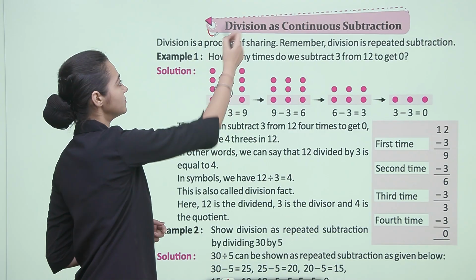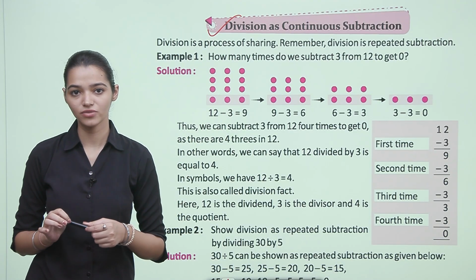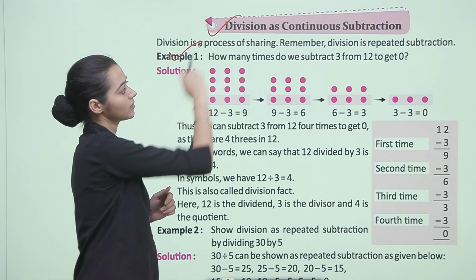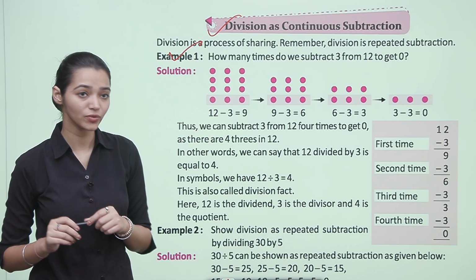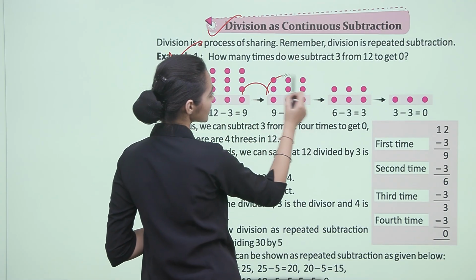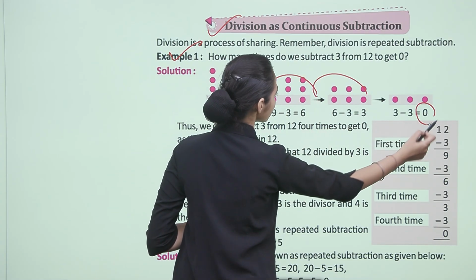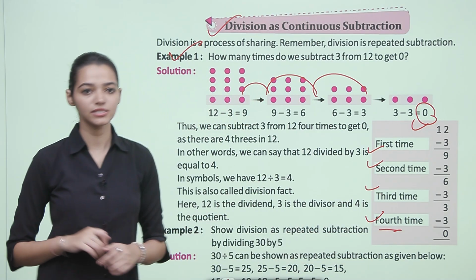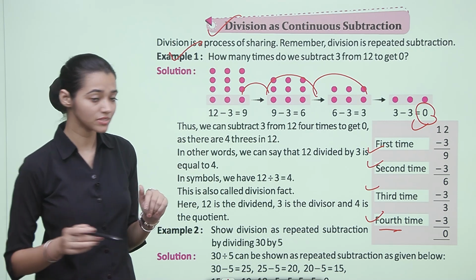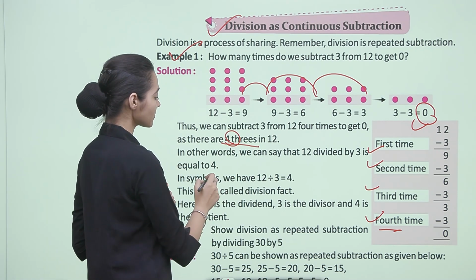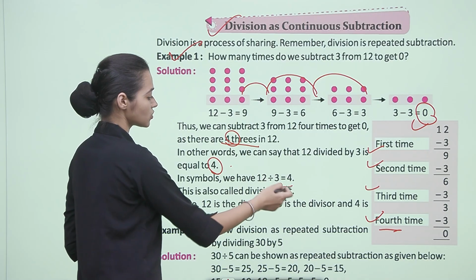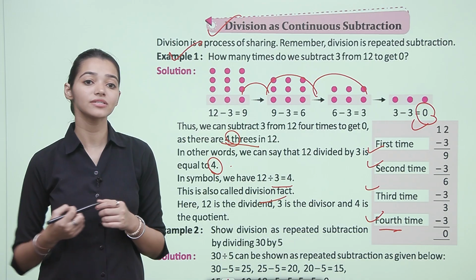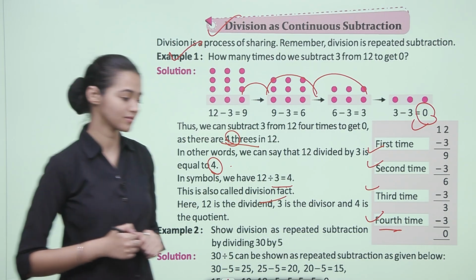Now let's start with the division as a continuous subtraction. Division is a process of sharing. Remember, division is repeated subtraction. For example, how many times do we subtract 3 from 12 to get 0? 12 minus 3 is 9, 9 minus 3 is 6, 6 minus 3 is 3 and 3 minus 3 is 0. That means first time, second time, third time and in the fourth time we get 0. So we can subtract 3 from 12, 4 times to get 0, 4 3s. In other words, we can say that 12 divided by 3 is equal to 4, and it is called the division fact. Now 12 is the dividend, 3 is the divisor and 4 is our quotient.